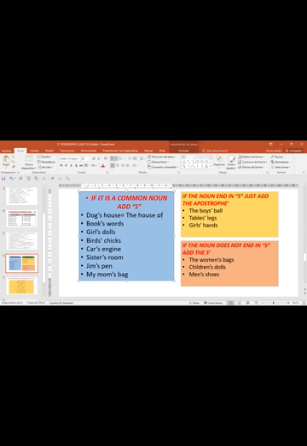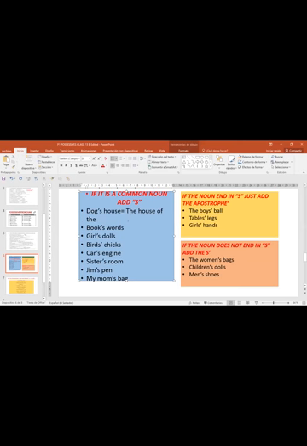Se lo voy a plantear así, of the dog. Y está correcto, ¿verdad? Yo puedo decir dog's house, que es equivalente a decir the house of the dog. Y si yo digo the house of the dog, está correcto. Pero es demasiado larga la oración. And then, what you will find in the spoken English is the apostrophe.